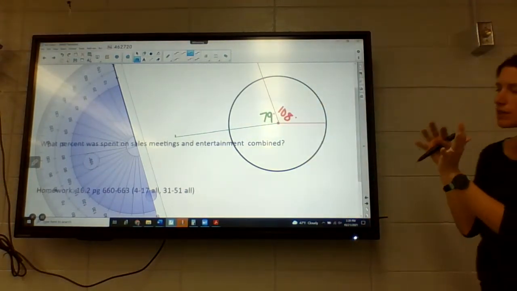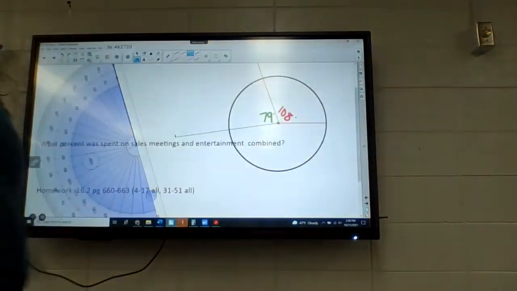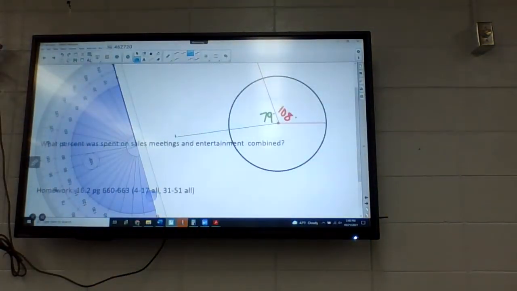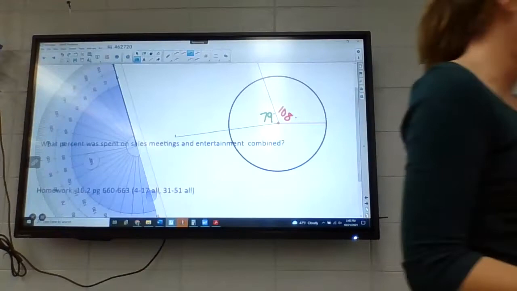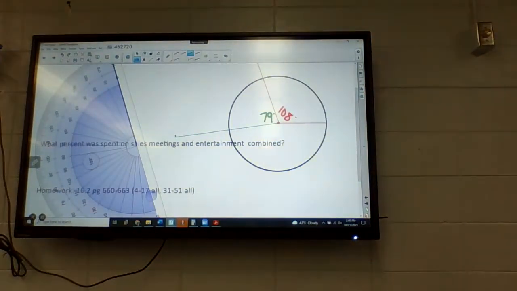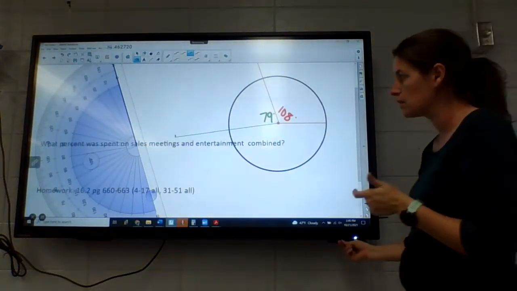And 79 degrees is our next one. And then after that, we have a couple that were 36. And you guys will have to do this for your homework tonight, so that's why I want you guys to practice it and have these little protractors to use.